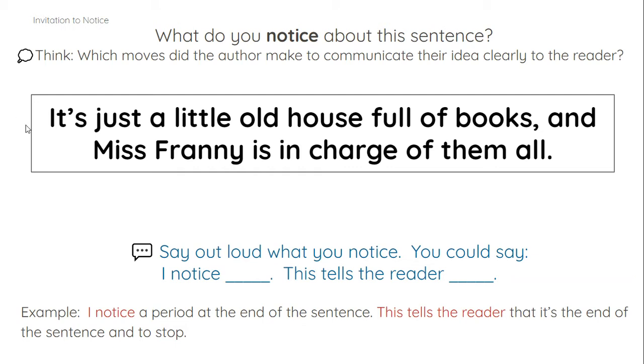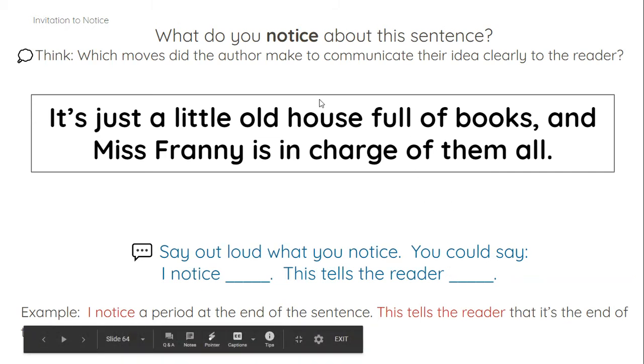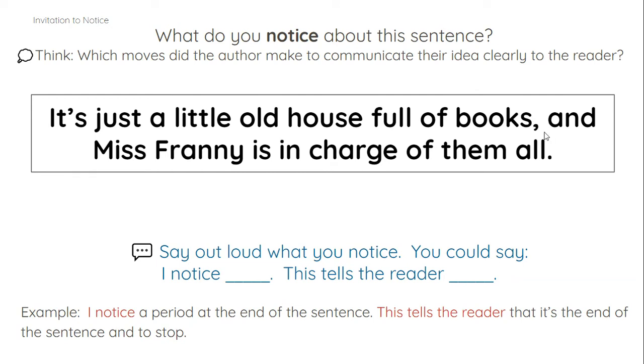So I noticed that there is this capital letter. I noticed there's a period. I noticed a comma right here, and I noticed this and. And I'm wondering why this comma and this and are here. Okay, and that's what you're going to learn in this lesson, that when you have 2 ideas, you can join them with a comma and a conjunction.